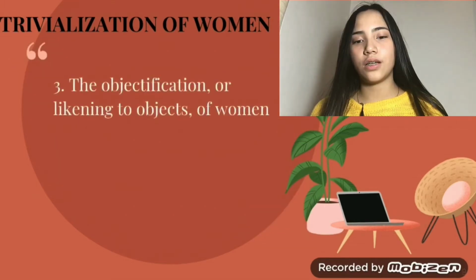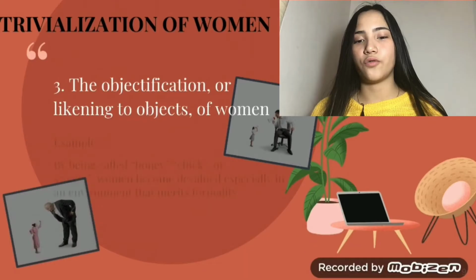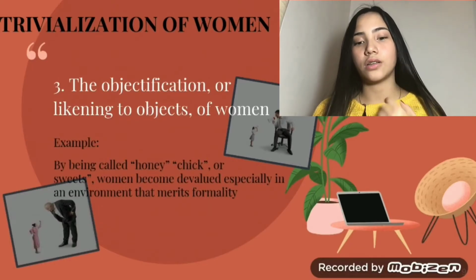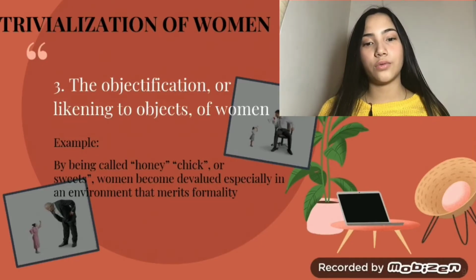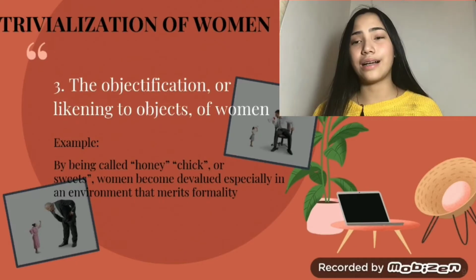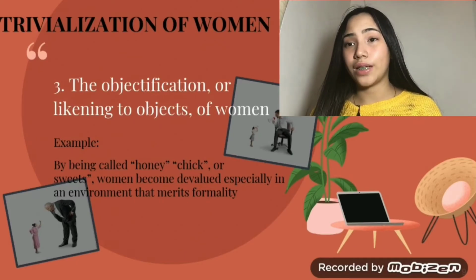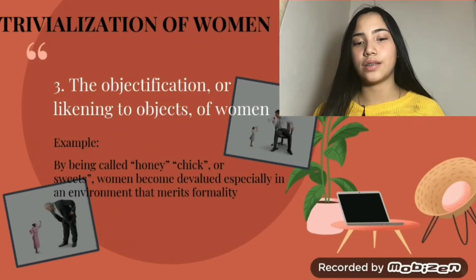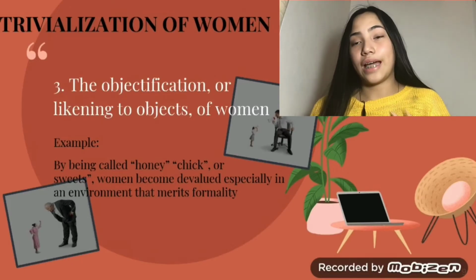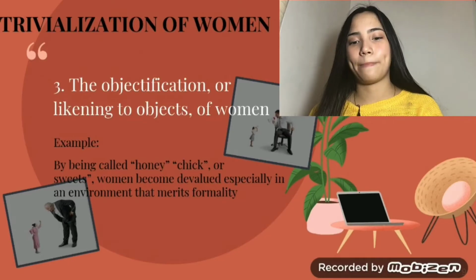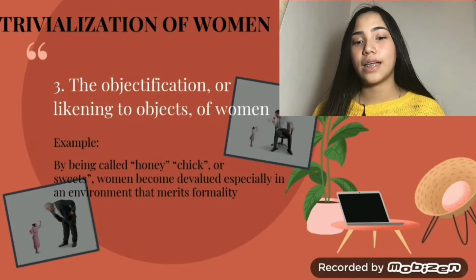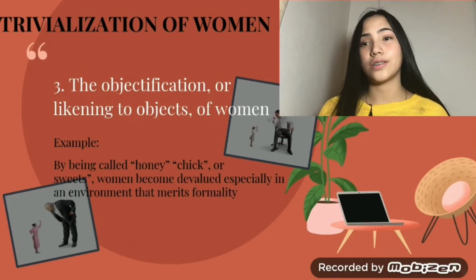So third is the objectification or likening to objects of women. As an example, by being called honey, chick, or sweet, women become devalued, especially in an environment that merits formality. It is just similar with what I've said earlier. Say a guy purposely devaluing a woman. What they do is they call them names or they would catcall them names that make women sound juvenile or childlike. This usually happens in an environment that merits formality. For example, this can happen in workplaces such as in the office and clinics.